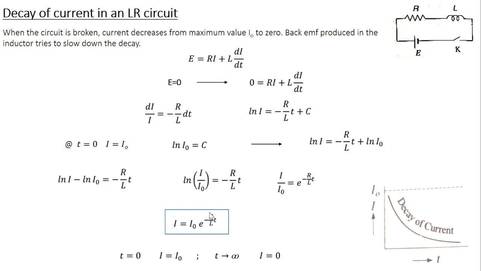And look at this function, this is an exponentially decreasing function. So this is the form of current while it is decaying in an LR circuit. An exponentially decaying function which decays from I equal to I naught to I equal to 0.